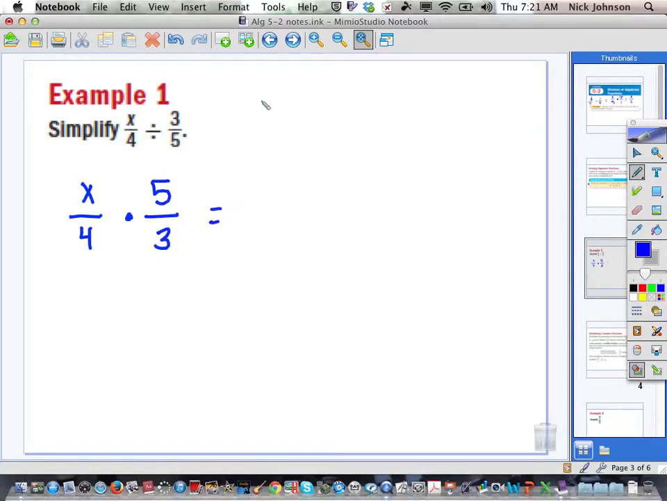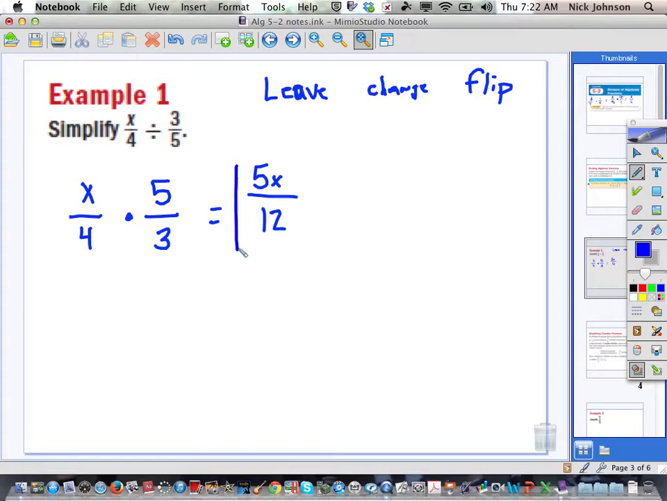3/5. Like I said, leave, change to multiplication, and flip. Okay? So 3/5 became 5/3. Can I cross reduce? No. X times 5 is 5x. Like I said, I like to leave that in the numerator. Divided by 4 times 3 is 12. It's that easy.